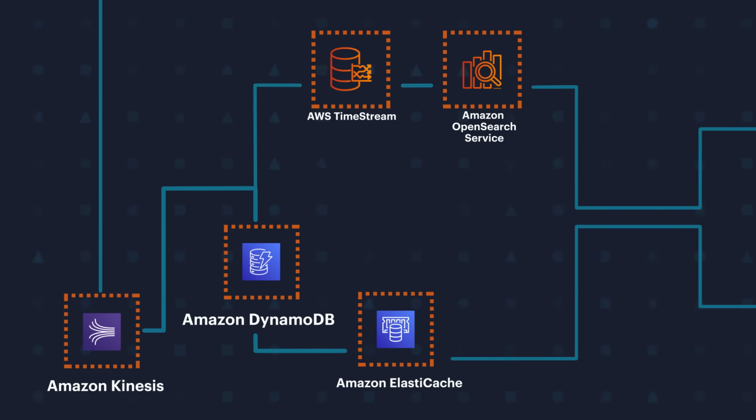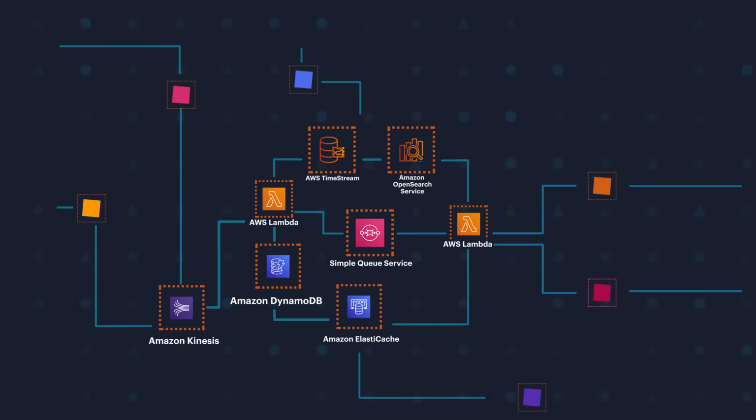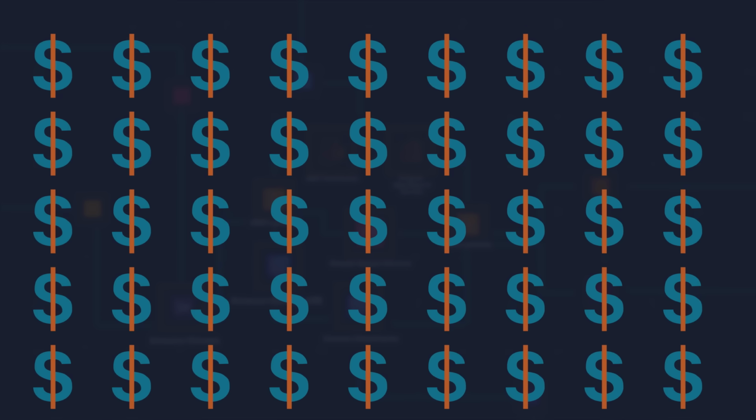But these are all different systems, and to make them all work together, you end up using a bunch of Lambda functions, simple queue service, maybe a few other services, and now you're dealing with a very complex system, a system that may also need multiple experts to manage each specialized piece. So now you have a slow, complex system that's expensive to manage.